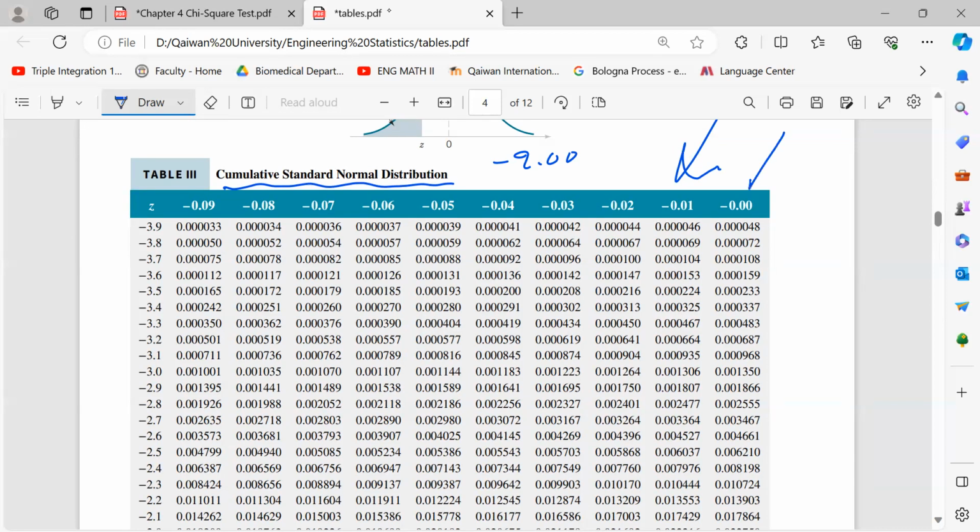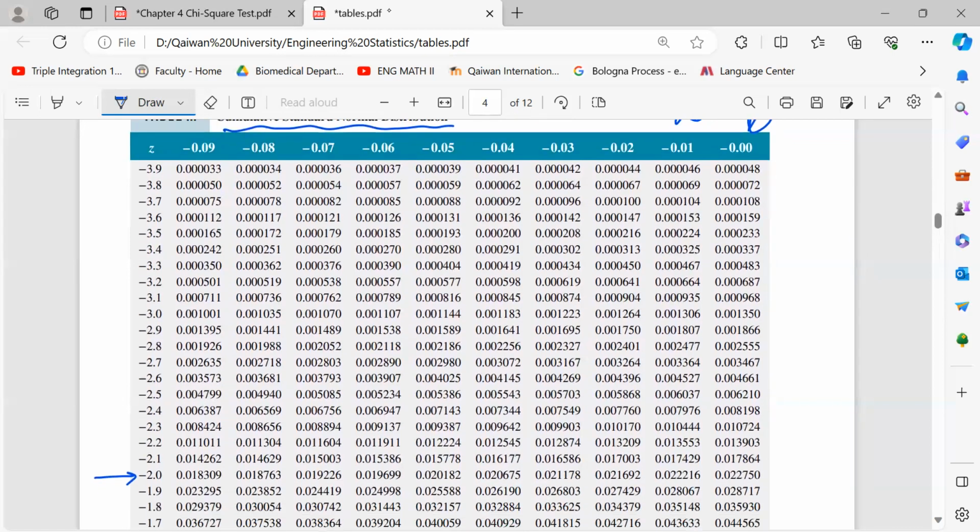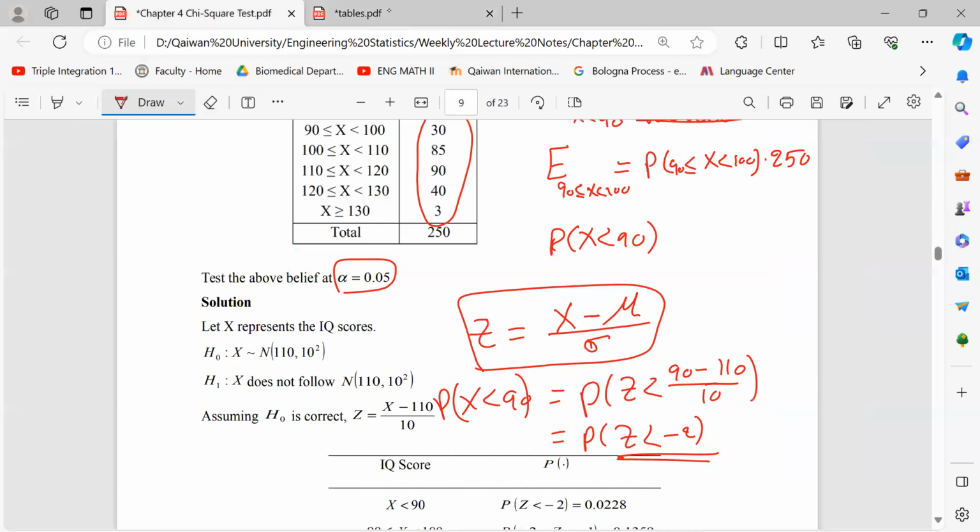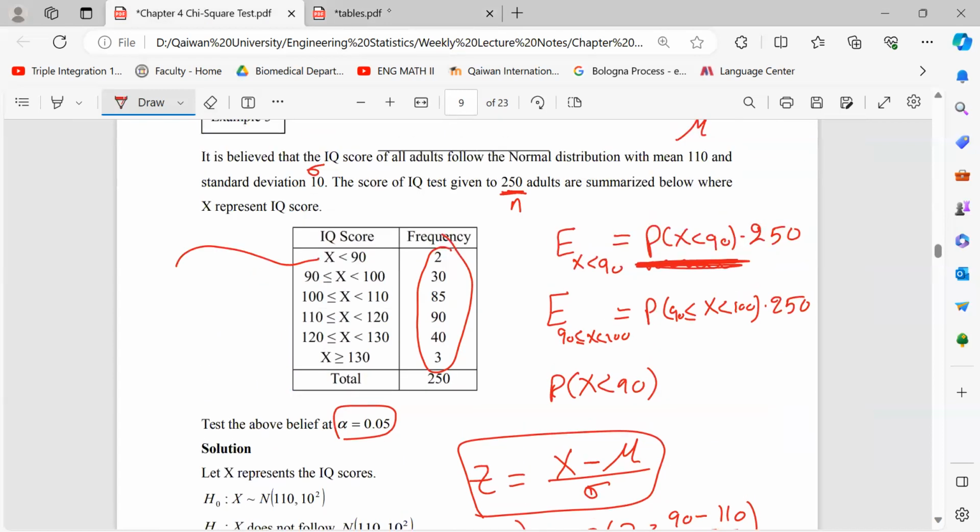We look for 0.00. This one is the last column because we have no decimal points, so we go through this row to get to the final column. It's 0.227. This is the probability of Z being less than negative 2, which represents the probability of this one.